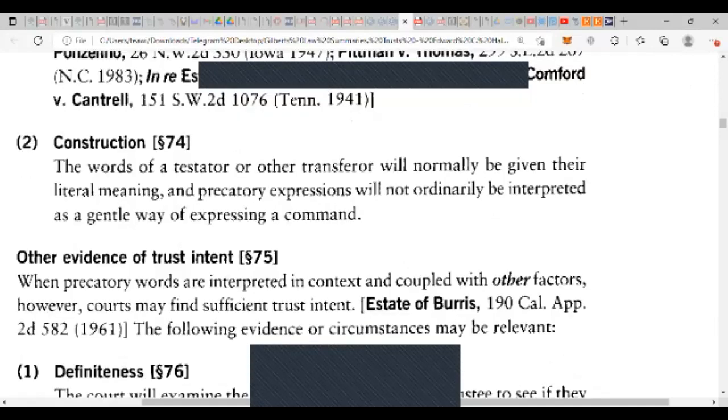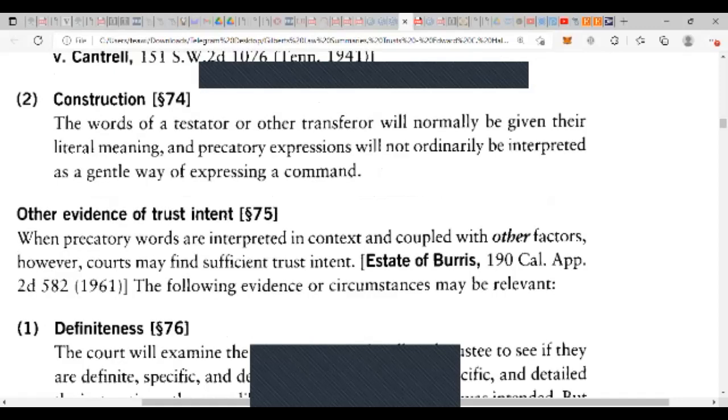Number two, construction, Section 74. The words of a testator or transferor will normally be given their literal meaning, and precatory expressions will not ordinarily be interpreted as a gentle way of expressing a command.